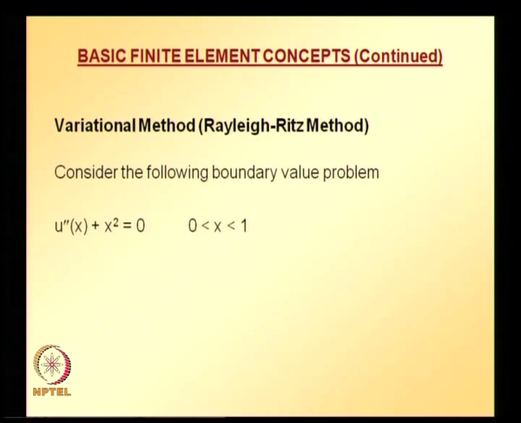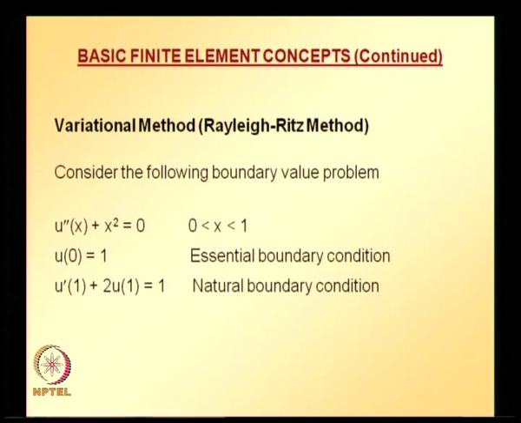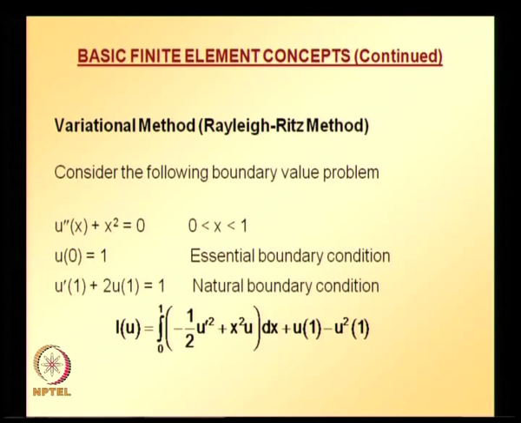Again, this boundary value problem you already looked at, and this second order boundary value problem, the domain is 0 to 1 and the boundary conditions are u evaluated at x is equal to 0 is 1. First derivative of u evaluated at x is equal to 1 plus 2 times u evaluated at x is equal to 1 is 1. It turns out the first boundary condition is an essential boundary condition and the second boundary condition is a natural boundary condition. You can verify this easily. And by this time you know how to get the equivalent functional using the variational method. So, if you follow that procedure, the equivalent functional turns out to be this one.